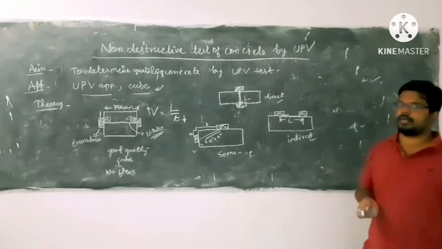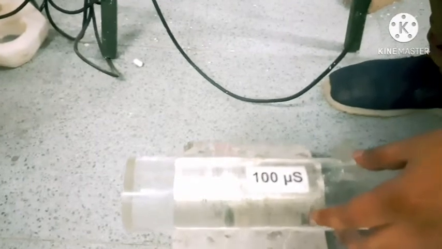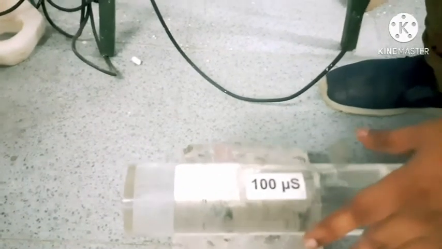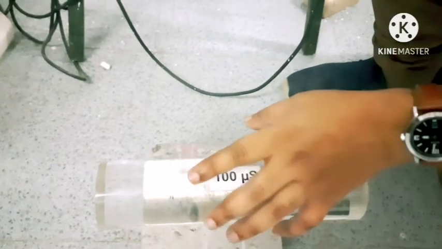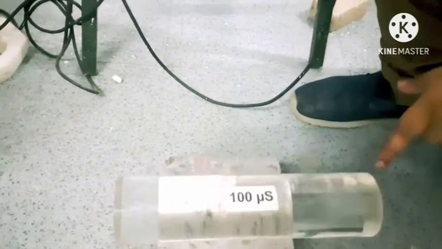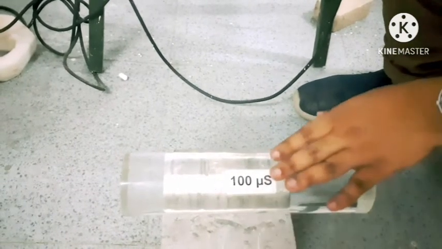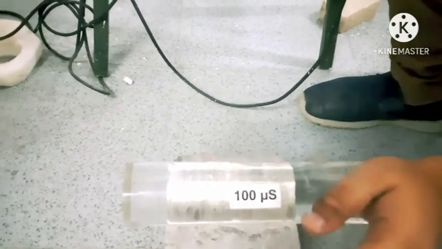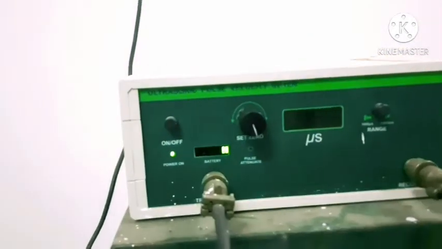Okay, let's start the practical. Before starting the practical, we will check. This is our sample. The time taken for the ultrasonic pulse to move from here to here is 100 microsecond. First we will test this, then we will go for our concrete cube. Otherwise, we will set our reading through this set 0 switch. Let's see whether it is showing 100 microsecond or not.